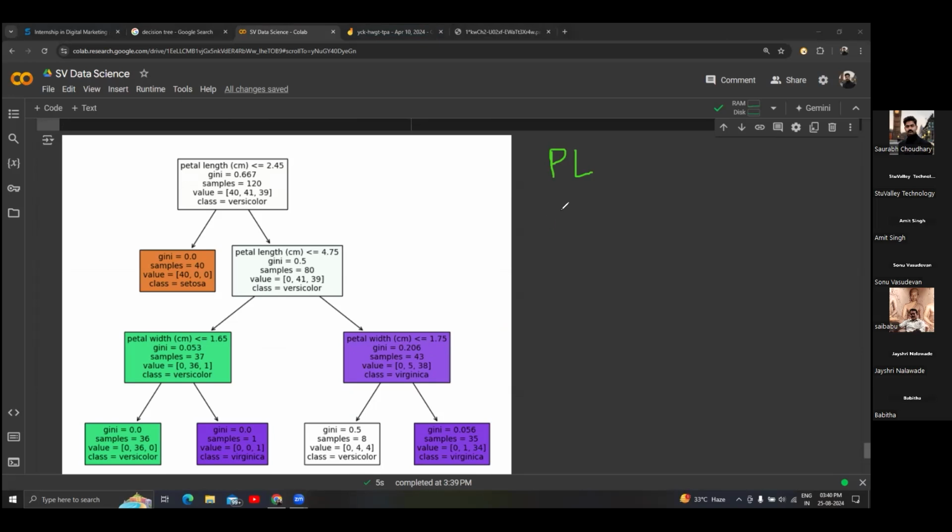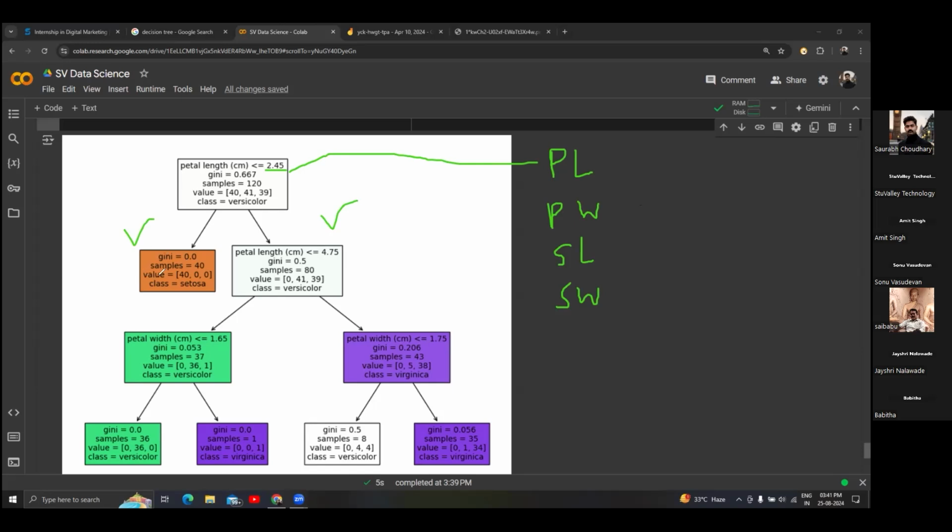Petal length, petal width, sepal length, sepal width. These are four features. So they are using it here. If the flower has length less than 2.4, it will go here. Otherwise, it will go here. Then they are checking.